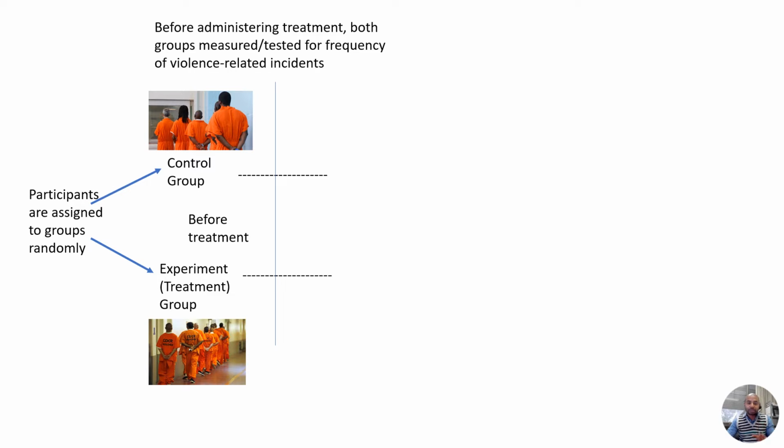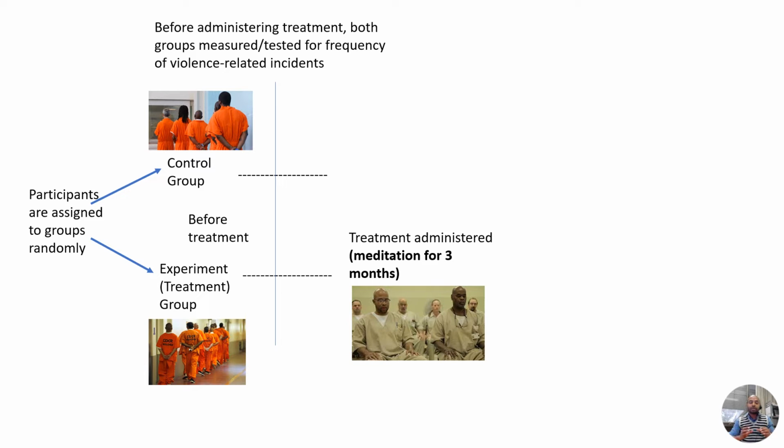In this case, the treatment could be that we ask the treatment group to undergo meditation for 3 months, let's say, whereas the control group does not undergo any such treatment. So the treatment group undergoes regular meditation for 3 months. Of course, you as a researcher can define what you mean by regular meditation. Maybe it's twice a day, maybe it's once a day, maybe it's 1 hour a day, maybe it's 2 hours a day. That is up to you as a researcher, but they undergo regular meditation.